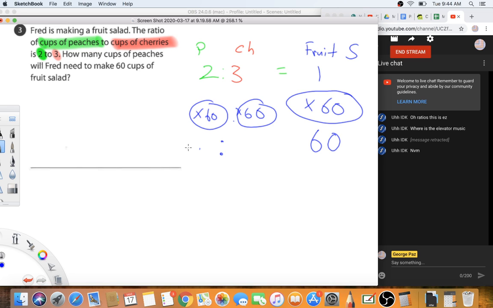2 times 6 is 12, and then we just add the 0. 3 times 6 is 18, and then we add the 0. To make 60 fruit salads, you would need 120 peaches. Sorry about that. That one confused me a little bit too.